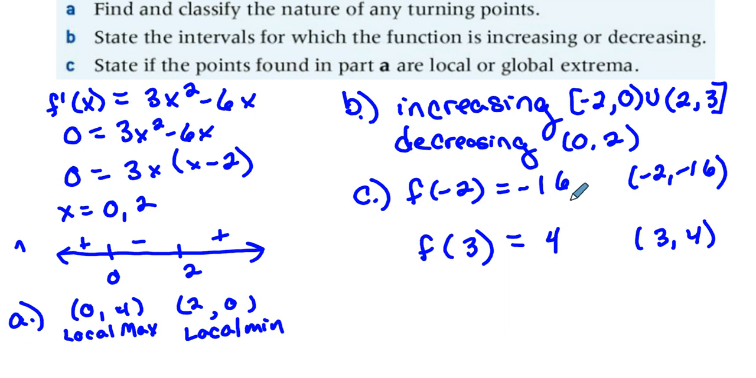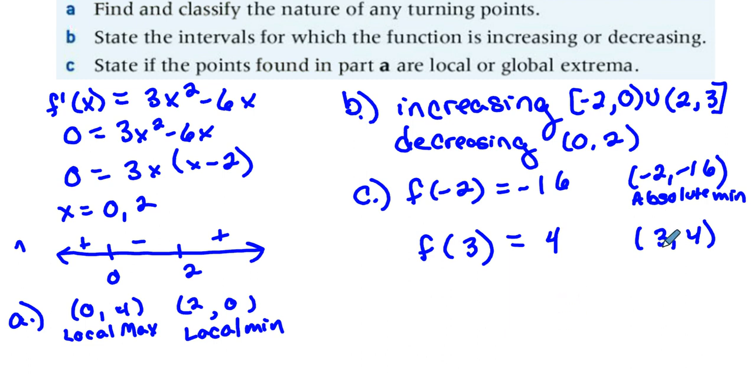absolute min, absolute max. Do I have an absolute min value? Yeah. Which one is? So (-2, -16) is an absolute min, also called a global min. Do I have an absolute max?